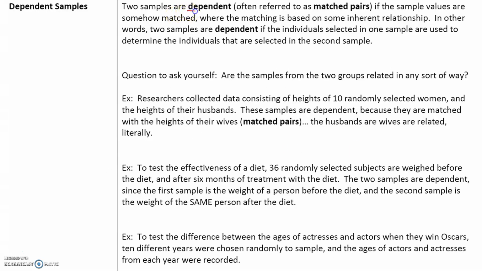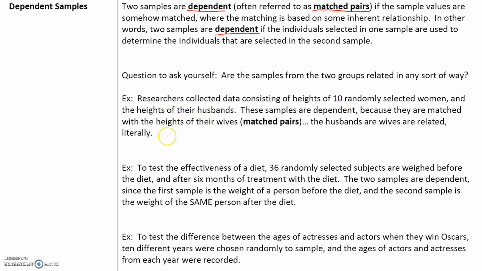Two samples are dependent, often referred to as matched pairs, if the sample values are somehow matched, where matching is based on some inherent relationship. In other words, two samples are dependent if the individuals selected in one sample are used to determine the individuals that are selected in the second sample. So ask yourself this question. Are the samples from the two groups related in any sort of way? If they are, then they are dependent samples. Here's an example. Researchers collected the data consisting of heights of 10 randomly selected women and the heights of their husbands. Okay, so let's think about this.